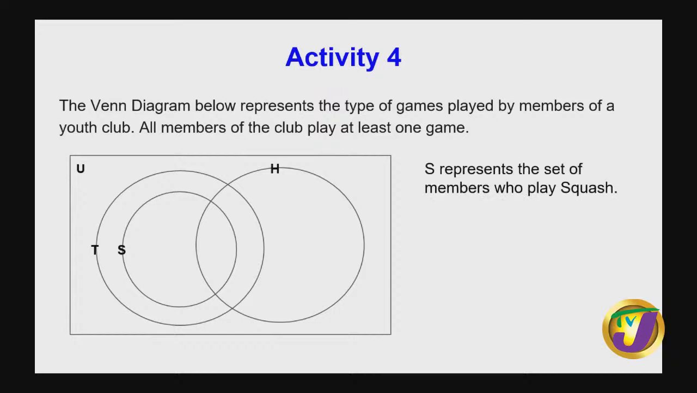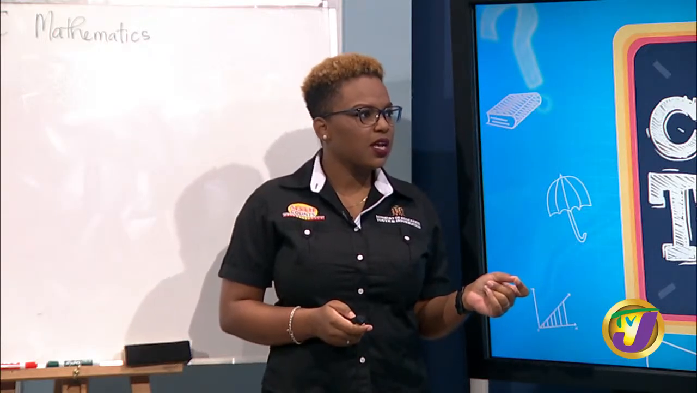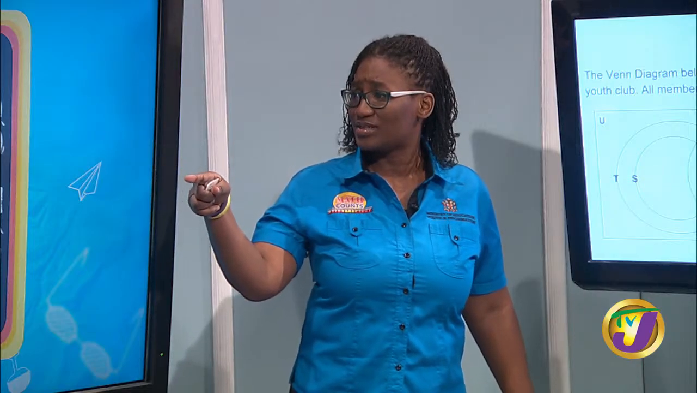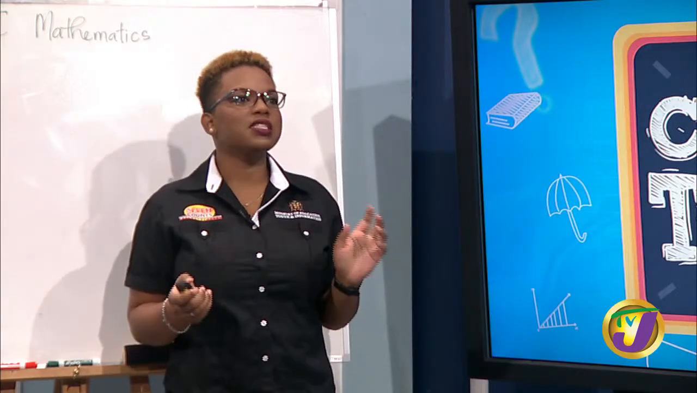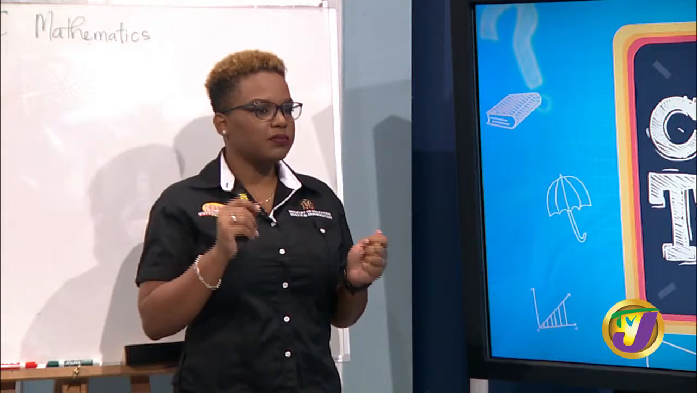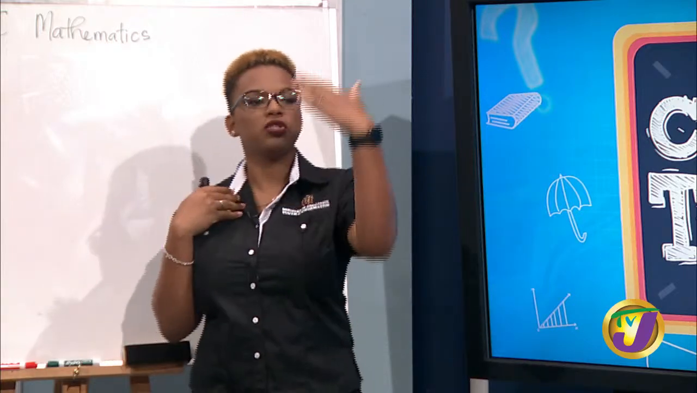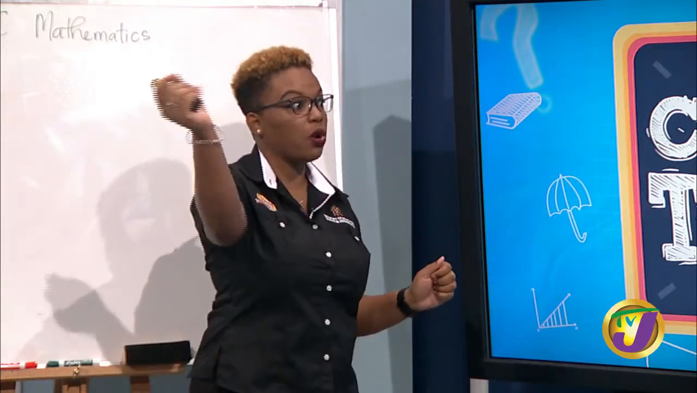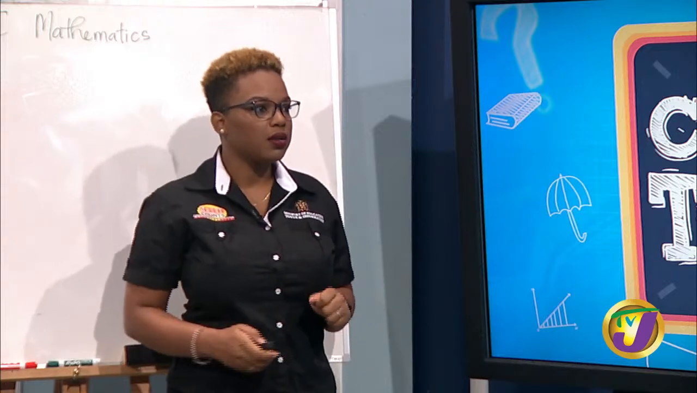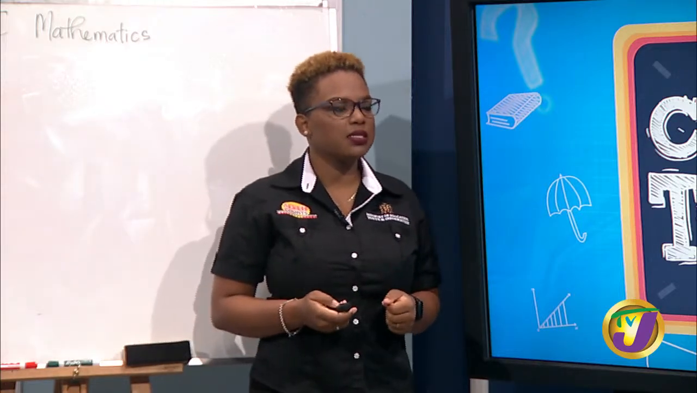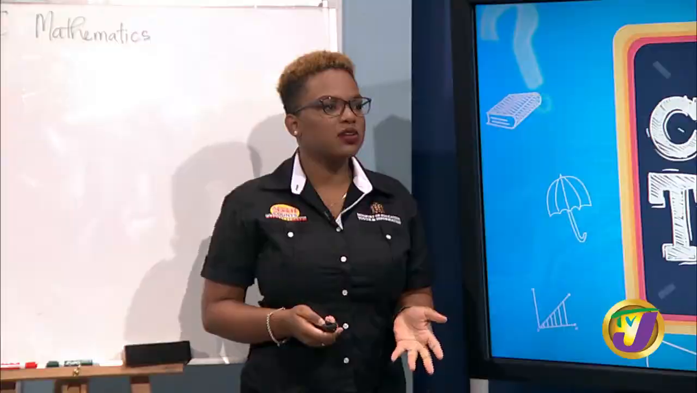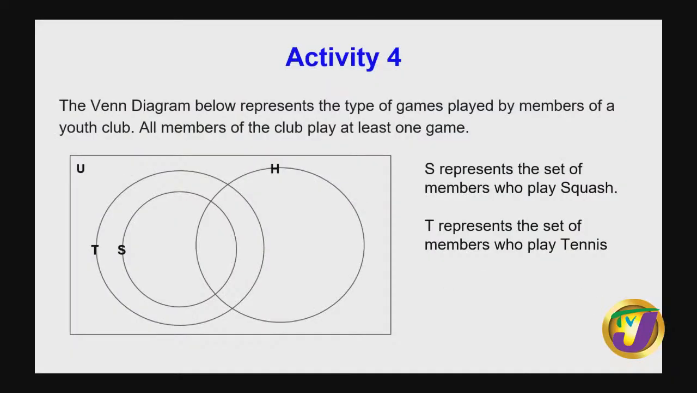All right, cool. So S represents the set of members who play squash. You know what squash is? You told me, we talked the other day, didn't we? Yeah, it's something similar to tennis, but instead of using a tennis ball and batting to somebody across the line, you're actually batting on a wall. Right, on a wall. You did tell me. So it's something similar to tennis. T represents the set of members who play tennis, and H represents the set of members who play hockey.